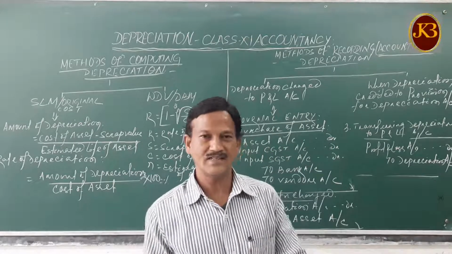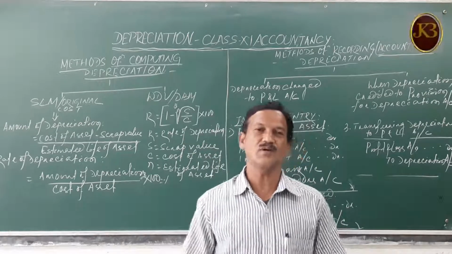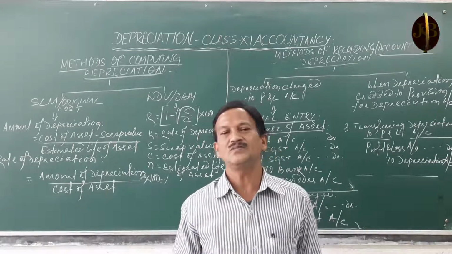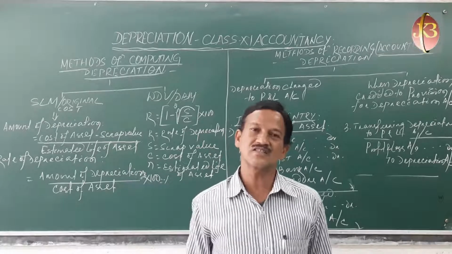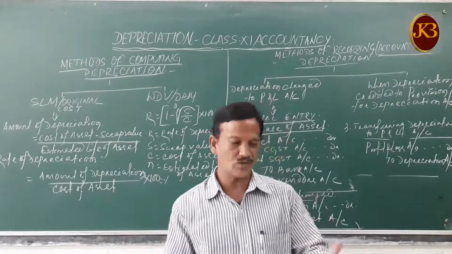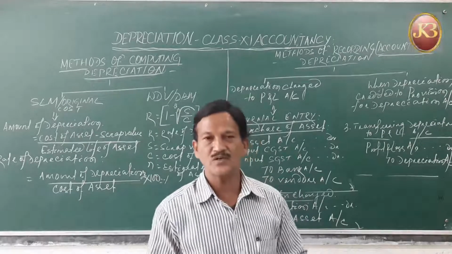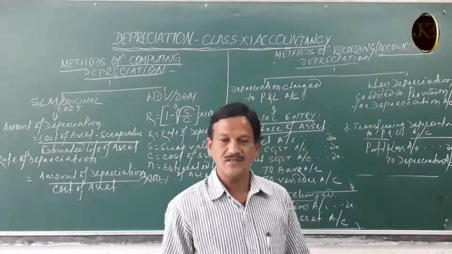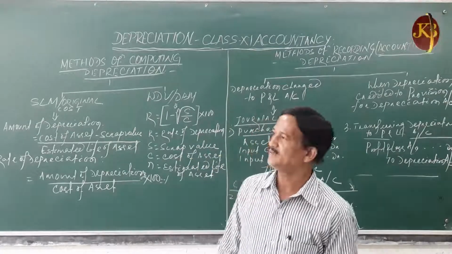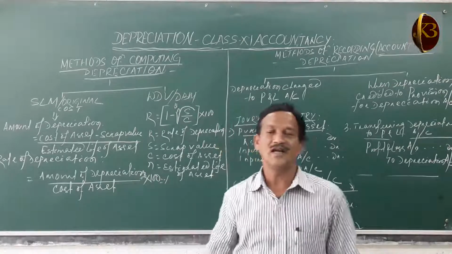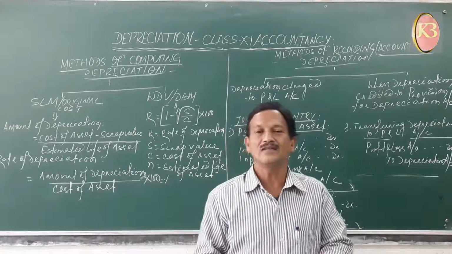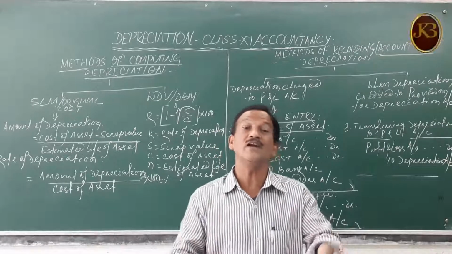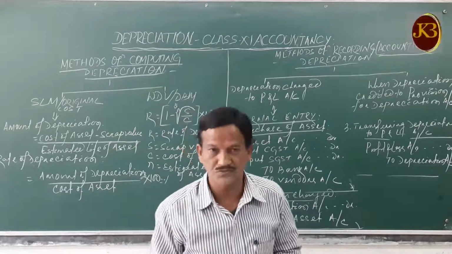As you know, in the previous class we discussed the concept of depreciation. Depreciation is one of the non-cash expenses charged against the assets. It is the allocation of the cost of assets over the estimated life of the assets. So today let's discuss the methods of computing depreciation and the accounting treatment of depreciation. That means the recording of depreciation in the books of accounts.